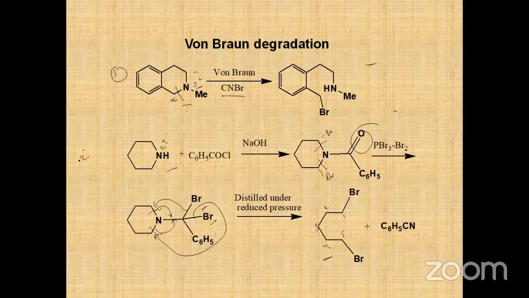The second one is the Von Braun benzoyl chloride degradation experiment. These two degradation experiments are helpful to know the size of the ring present in the alkaloid system.